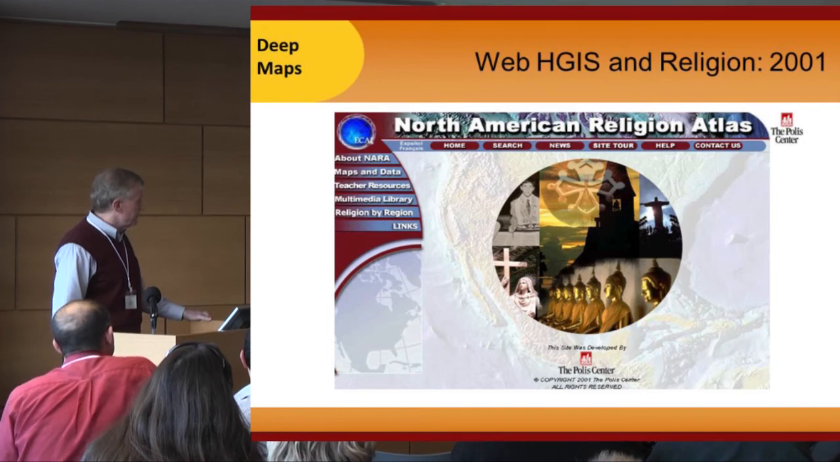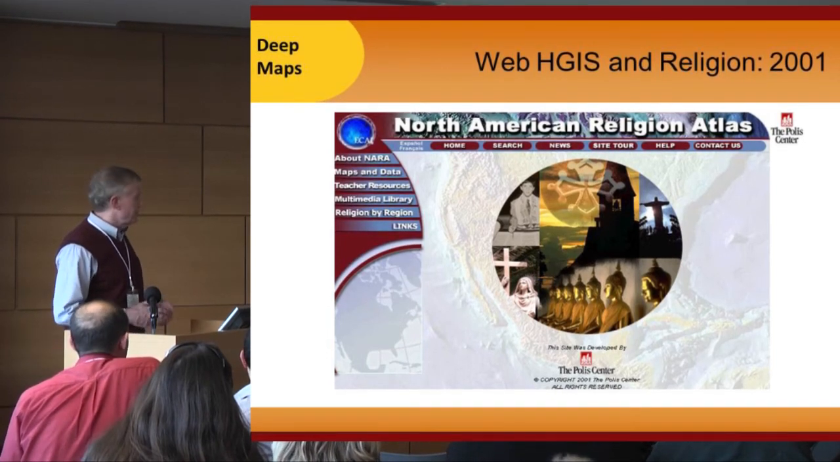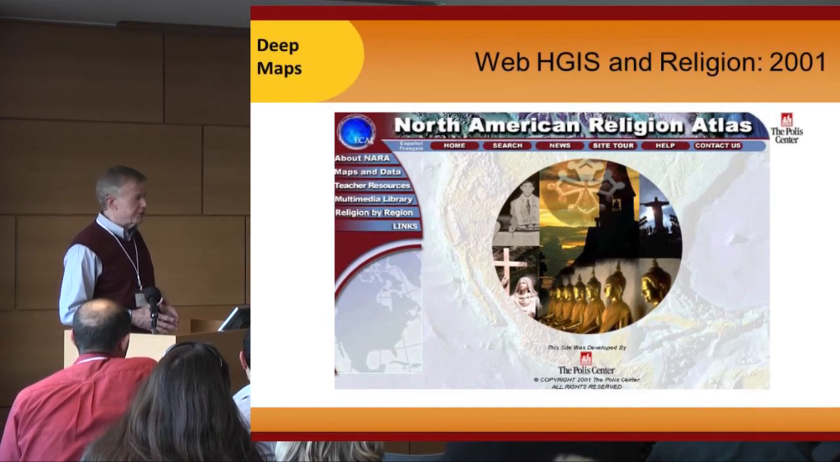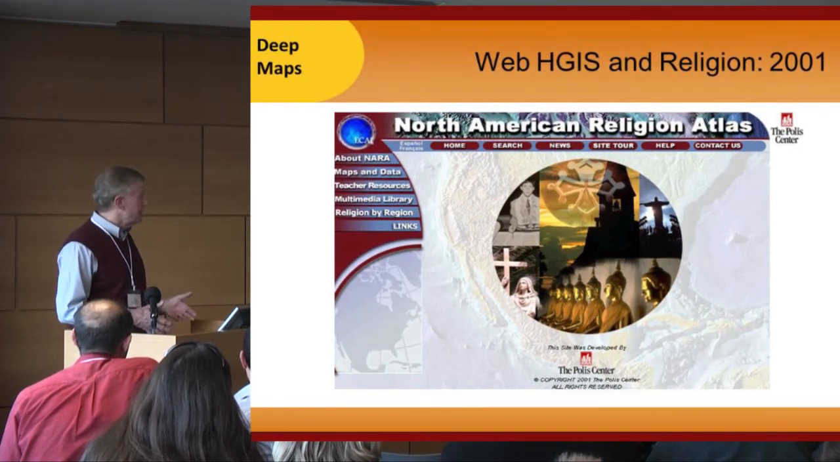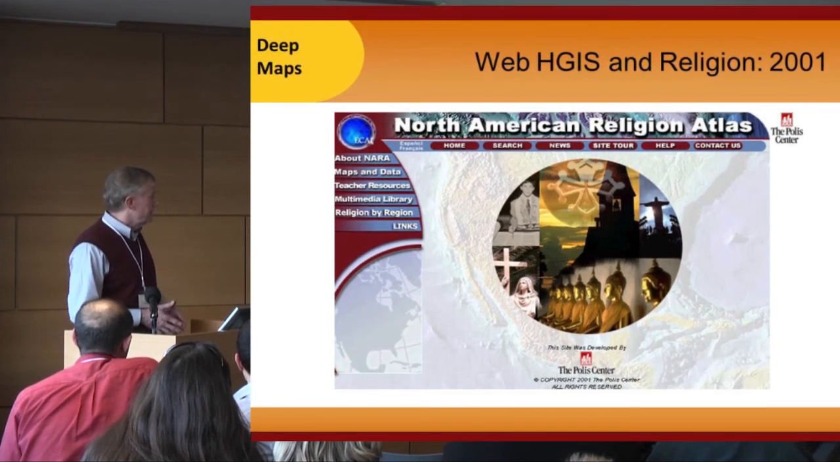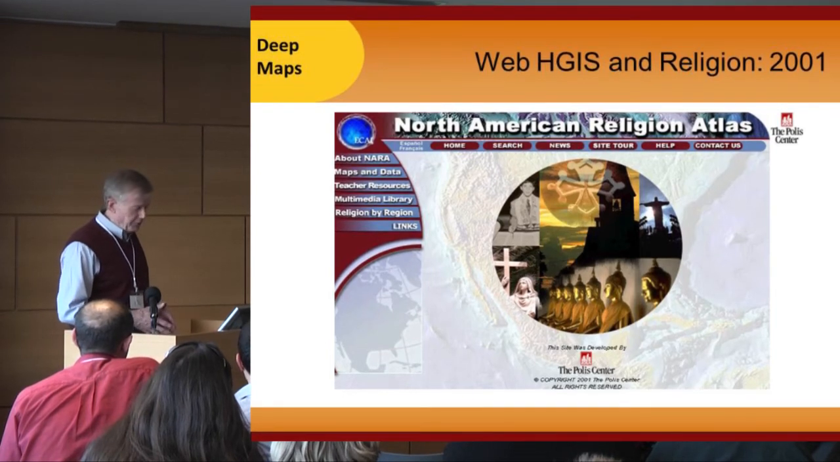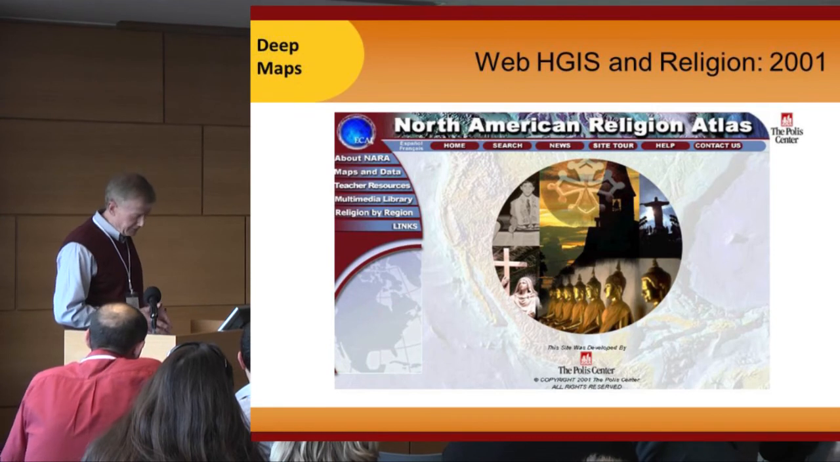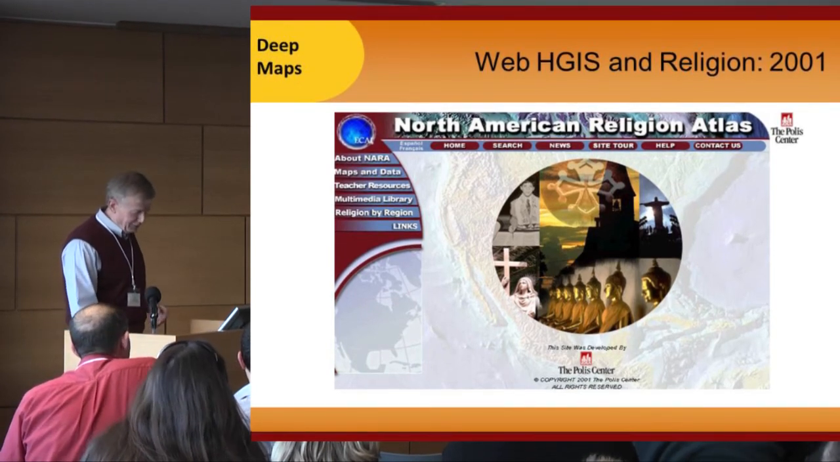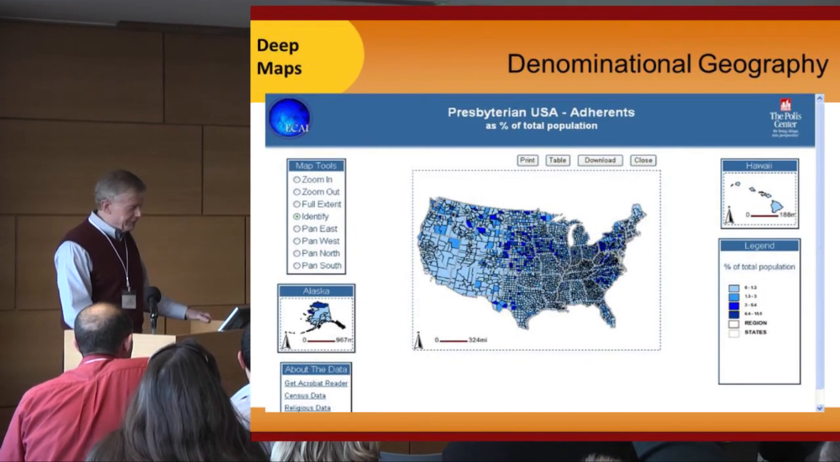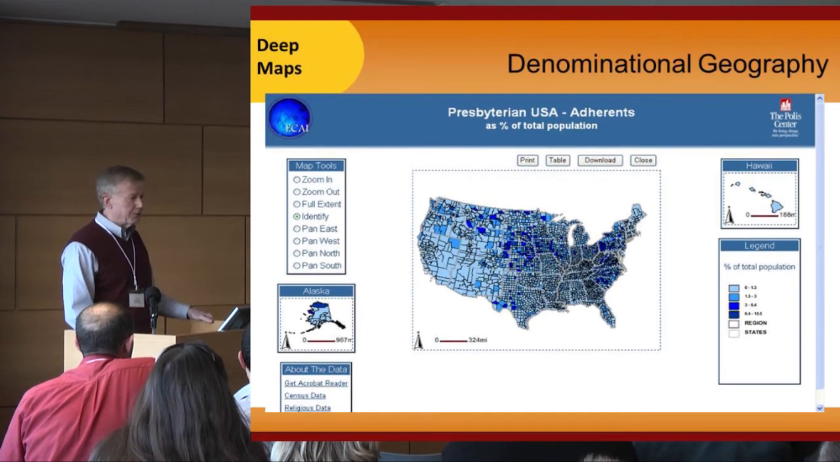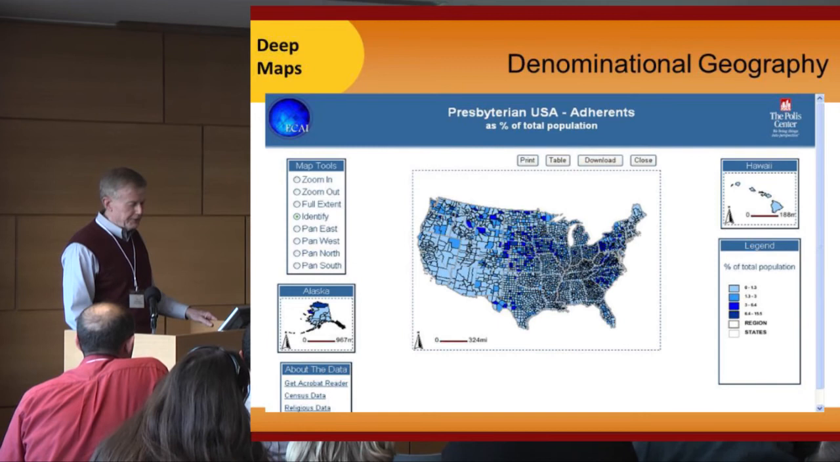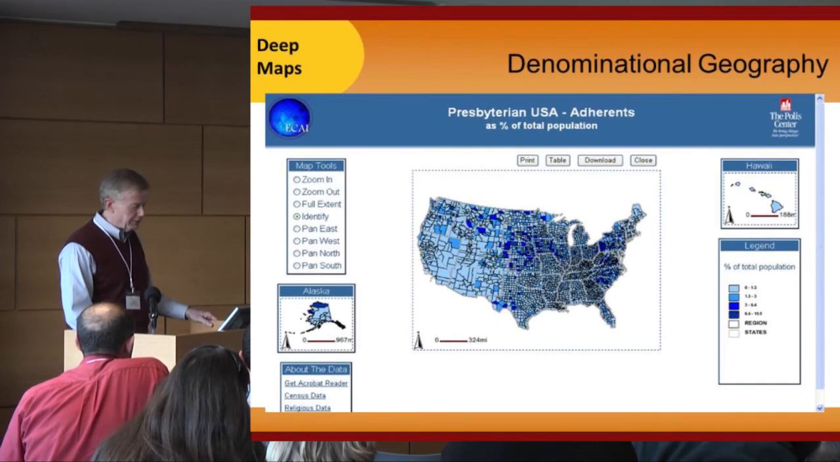So we first began to gather this information as a project of the Electronic Cultural Atlas Initiative, and we moved this information to the web. It was the first time this has been done. We did this in 2001, calling it the North American Religion Atlas, and you can see by the images there that it's rather a dated conception of religion. But this was a standard web GIS sort of product where scholars could go in and select various denominational groups that they wanted to look at.